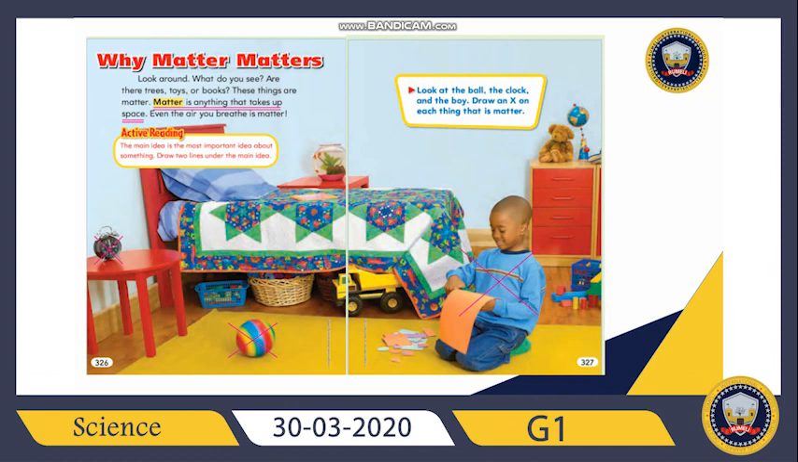So, look at the ball, the clock, and the boy. I draw X on each thing that is matter. So, boy, ball, and clock, three of them are matter. Now, we know the meaning of matter. Matter is anything that takes up space. Yes? Very good. Okay, now let's go to the next page.